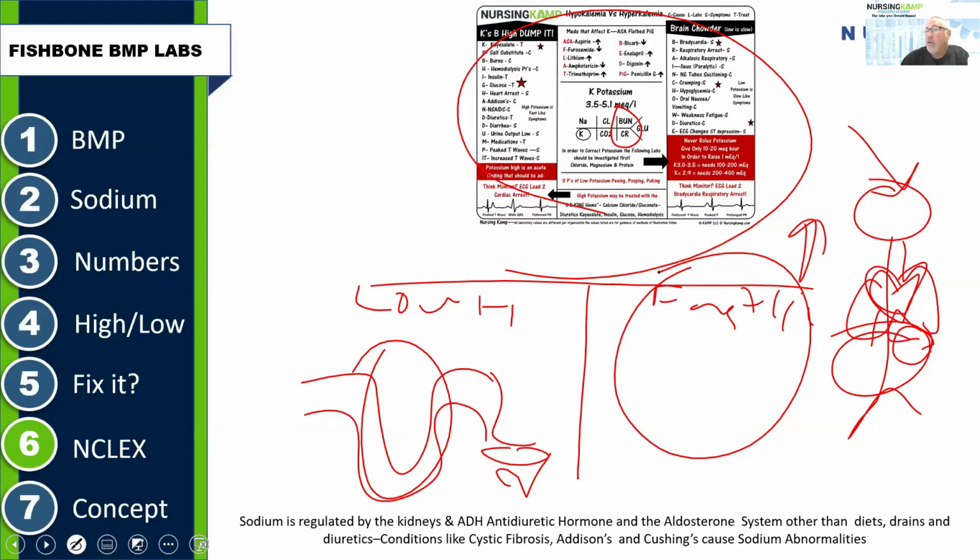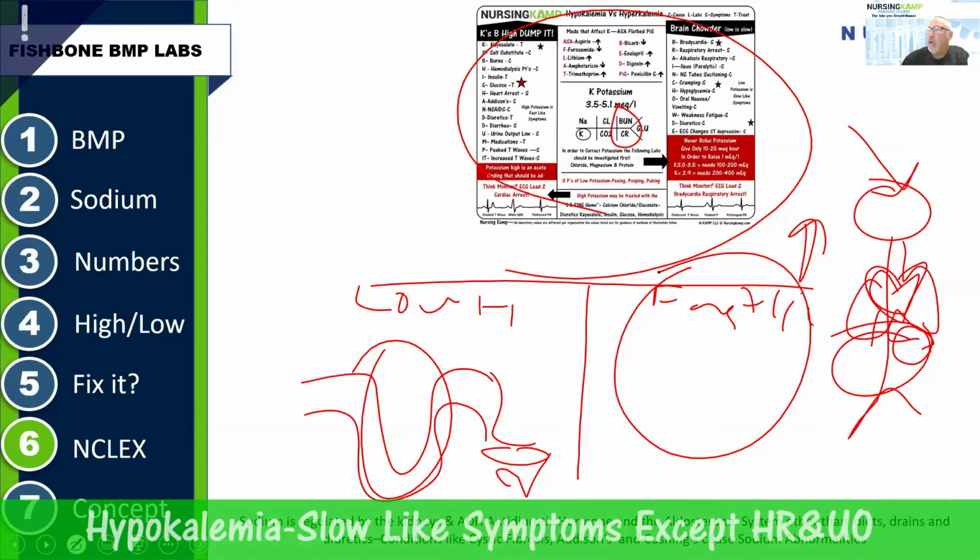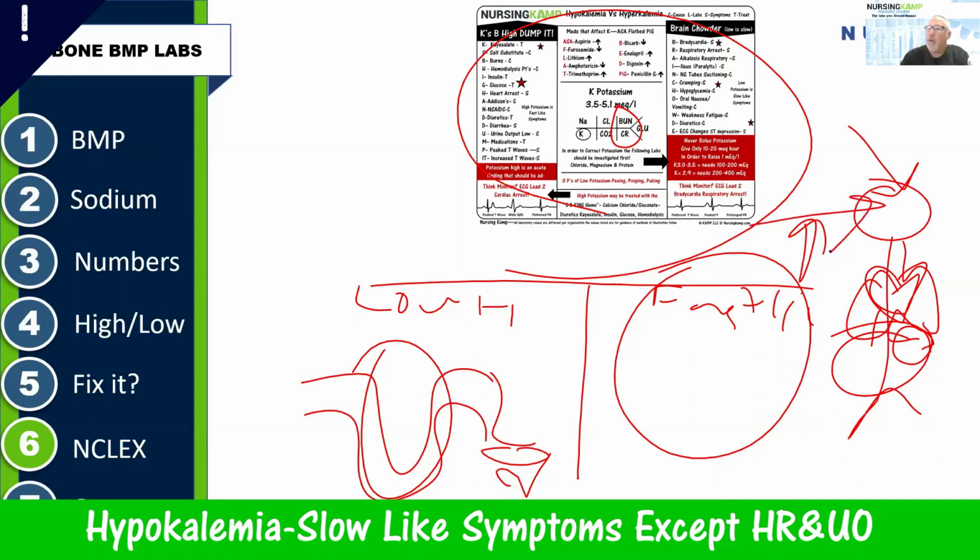So what about low-like symptoms? Well, low is slow, except for heart rate and urine output. Heart rate's interesting because initially it is fast, then it becomes slow. That's a little gray area. So hypokalemia. Let's start with the brain. They're going to be lethargic. What about the lungs? Bradypnea.